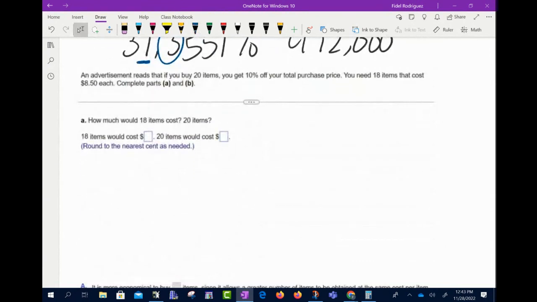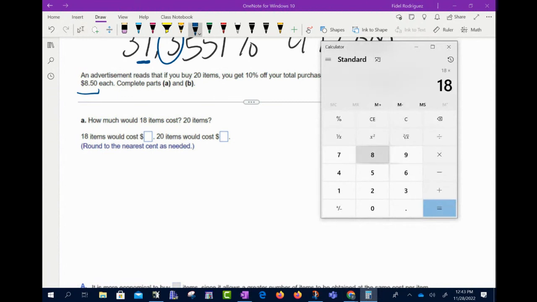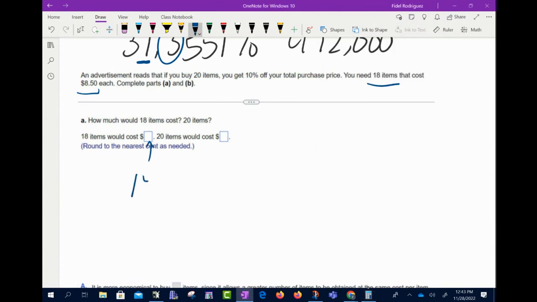All right. So here's another problem, y'all, and it says an advertisement reads that if you buy 20 items, you get 10% off your total price. You need 18 items that cost $8.50 each. Complete parts A and B. Okay, so look what it says. How much would 18 items cost and how much would 20 items cost? Okay, so we need 18 items that cost $8.50 each. Okay, so let's do it this way. 18 times $8.50 would give me $153.